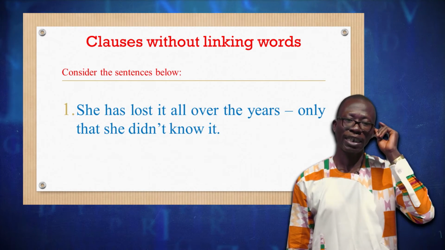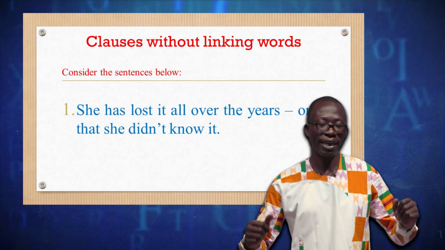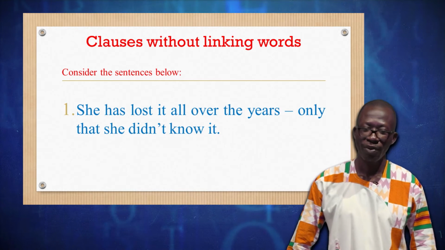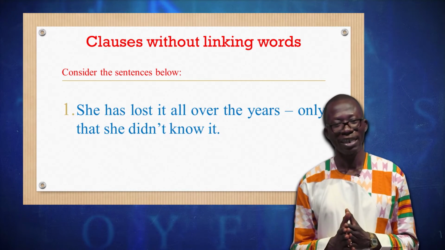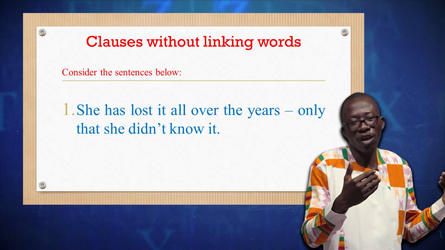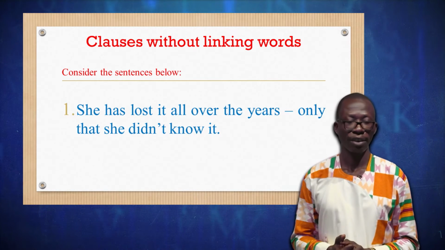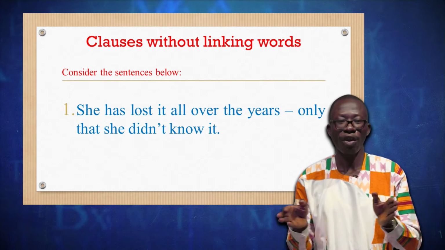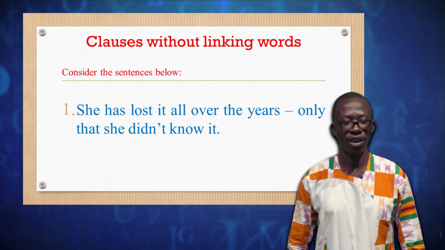Now consider the sentences below. She has lost it all over the years, only that she didn't know it. We have two clauses here. She has lost it. She has lost it all over the years. One clause. Only that she didn't know it. Another clause. The two have been linked, connected, to give us a meaningful message.